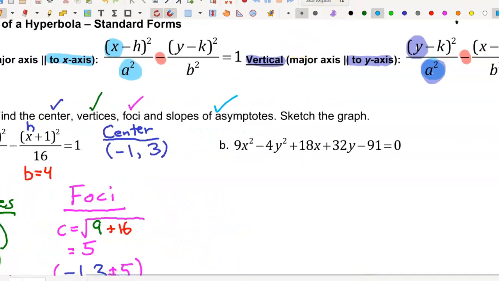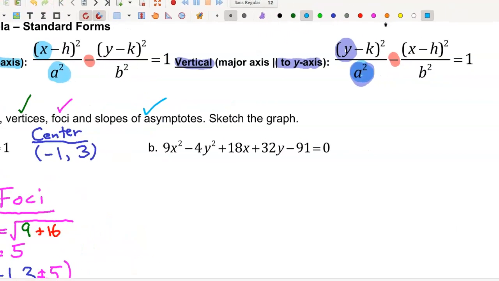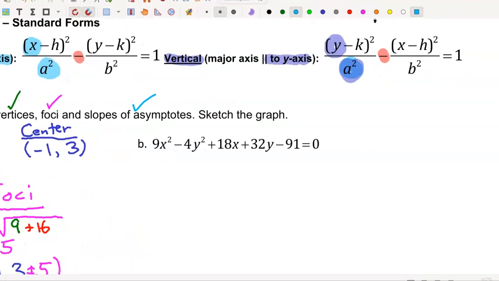Okay, so let's try doing B. Do you guys want to try this, or do you want me to go over it? You guys can try it.